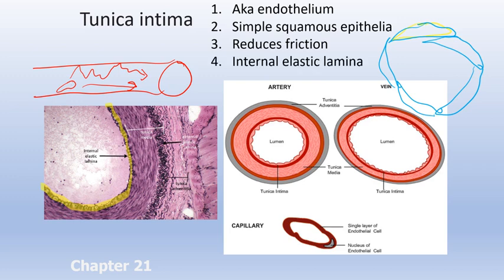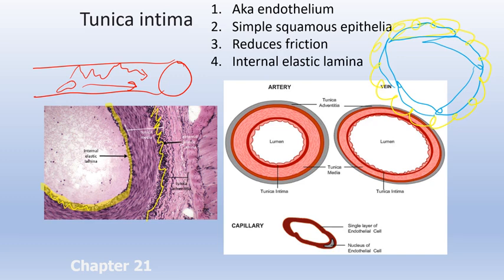The black squiggly line is called the internal elastic lamina. Remember from the other picture about veins, we called this the external elastic lamina. This is the internal, and it does not touch the blood. The internal elastic lamina is just one thread of elastic fiber, right, superficial to the endothelium. This picture here on the right, on the bottom, is a really good picture.